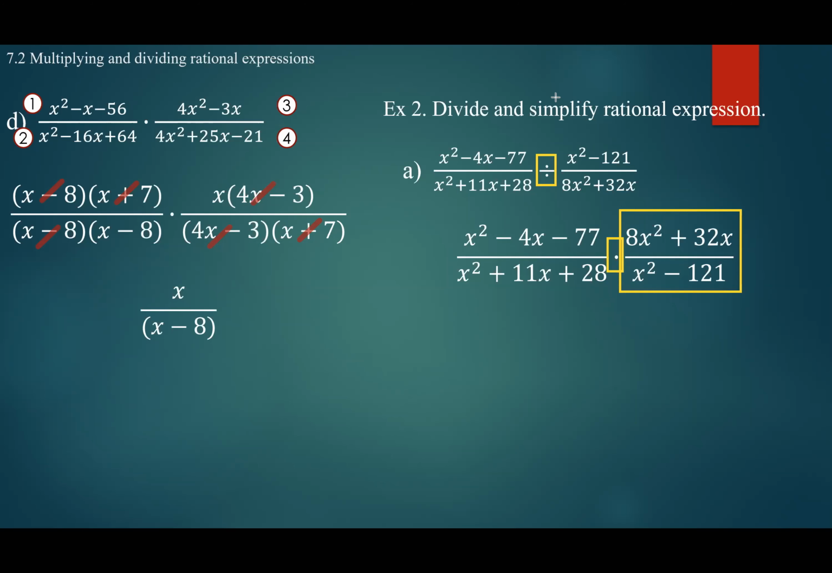As you can see up here, I have x squared minus 121 over ax squared plus 32x. Now I need to change the division to multiplication, and that's what I did. I changed it to multiplication, and then I flipped the second parenthesis, in this case the second rational expression. Okay, so that's what we do. Those are the rules that we had before.